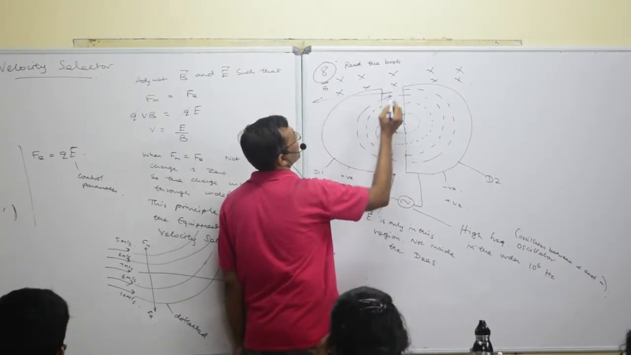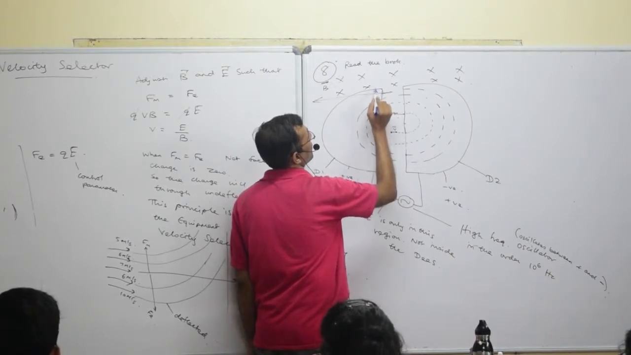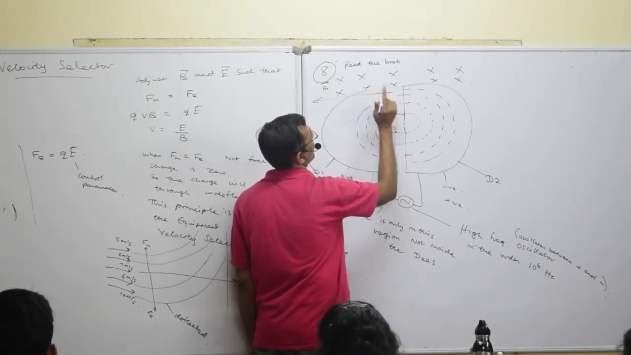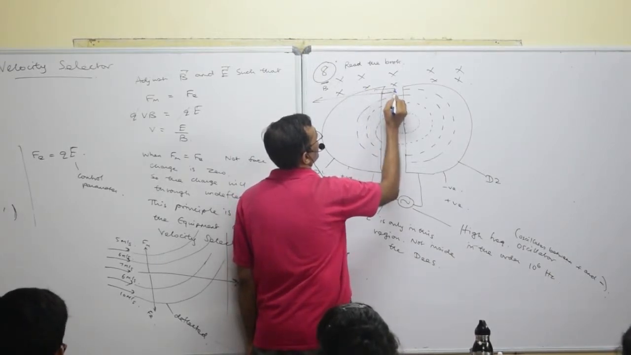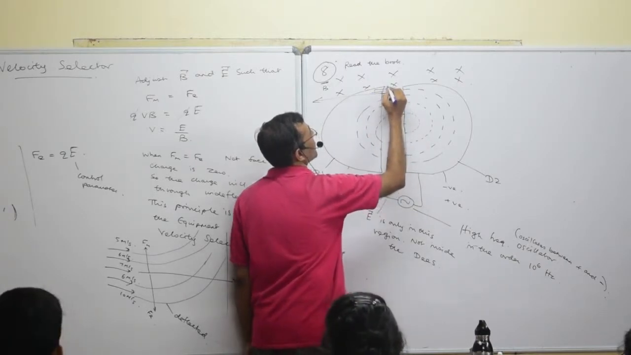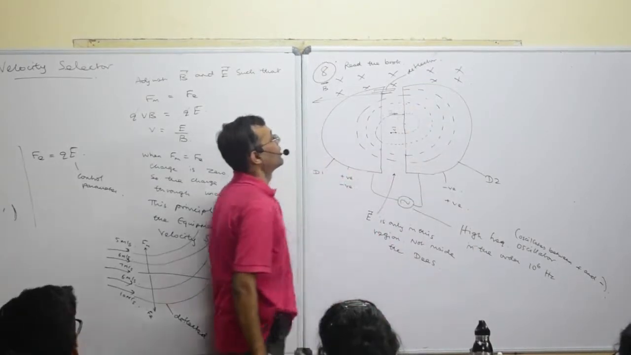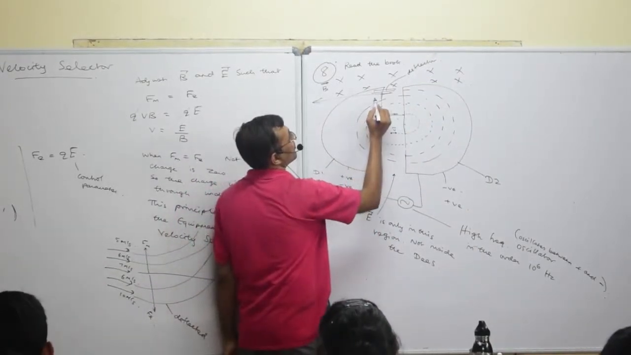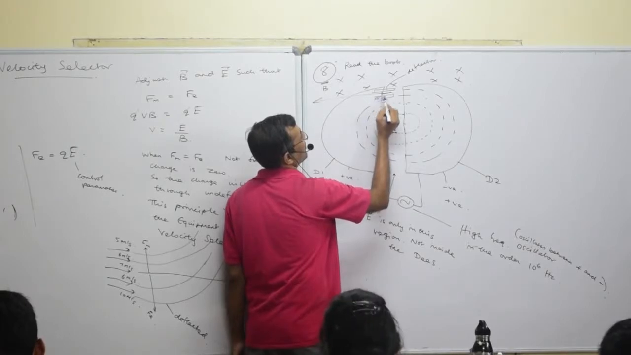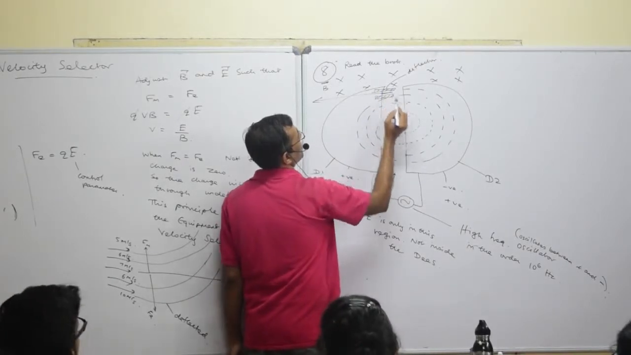Once it comes here, I will be firing it. So let's say there is something called deflector here. There is some system called velocity deflector. So instead of going in the circular path, try to push it in the straight path.